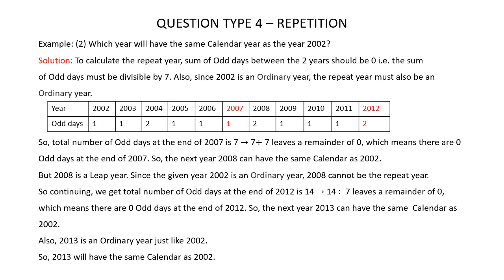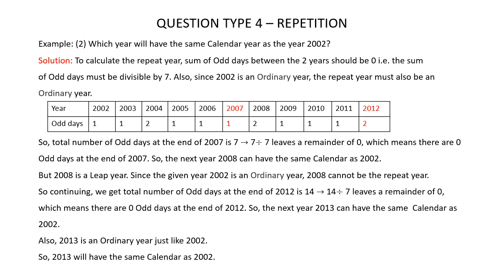Now, 7 divided by 7 leaves a remainder of 0, which means there are 0 odd days at the end of 2007. So, the next year, which is 2008, can have the same calendar as 2002. But observe here that 2008 is a leap year, whereas 2002 is an ordinary year.